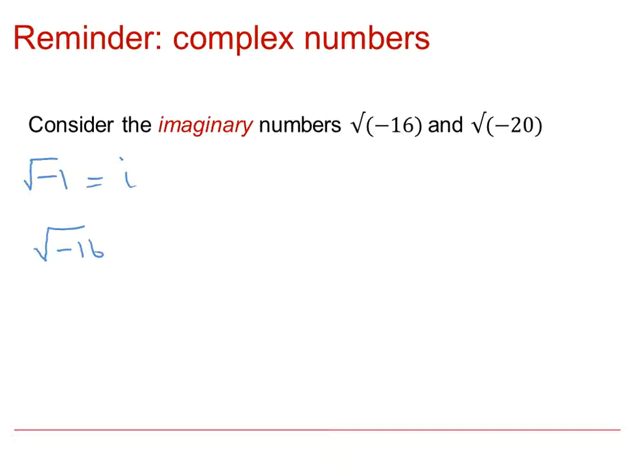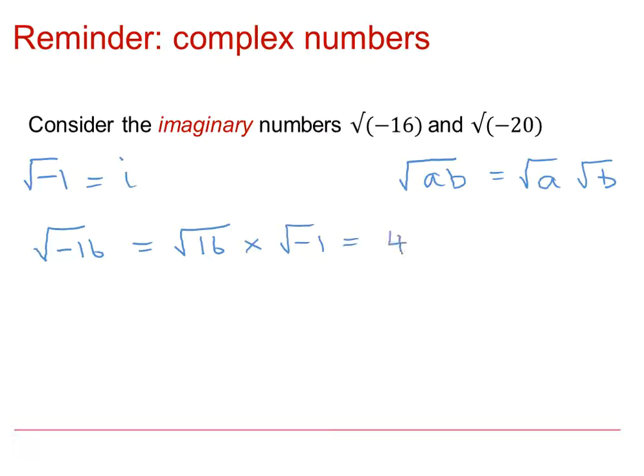We may also remember from work done previously in GCSE that the square root of ab can be written as the square root of a times the square root of b. Therefore, we can write the square root of -16 as being the square root of 16 times the square root of -1, or in other words, as 4i. Similarly, for the square root of -20, we can write that the square root of -20 is the square root of 4 times the square root of 5 times the square root of -1, which will give us 2 root 5 i.